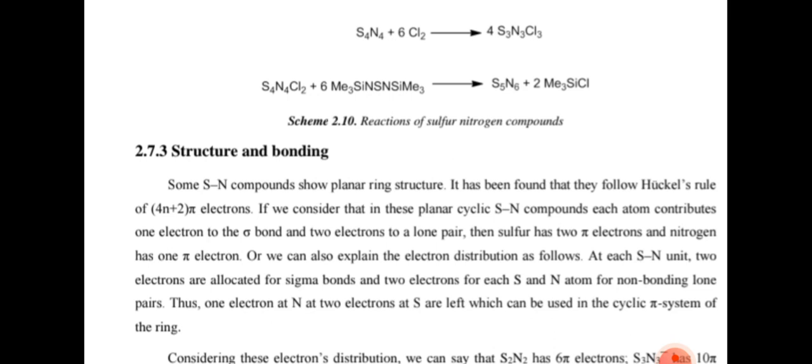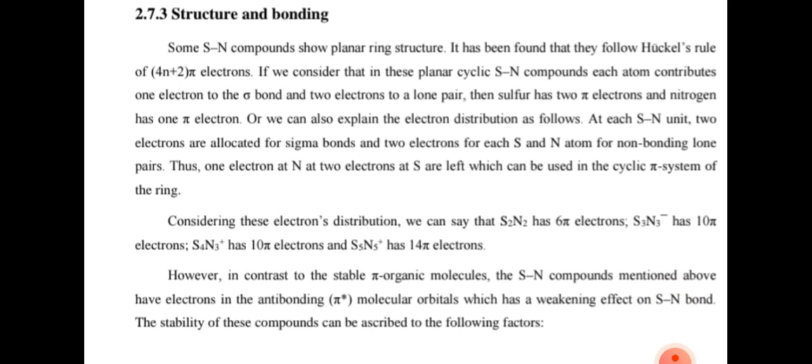Reaction of sulfur nitrogen compound. Structure and bonding. Some SN compounds show planar ring structure. It has been found that they follow Huckel's rule of 4n plus 2 pi electrons. If we consider that in the planar cyclic sulfur nitrogen compound each atom contributes 1 electron to the sigma bond and 2 electrons to a lone pair, then sulfur has 2 pi electrons and nitrogen has 1 pi electron.